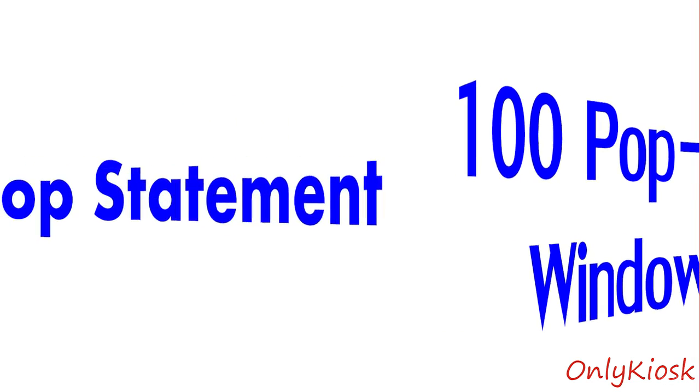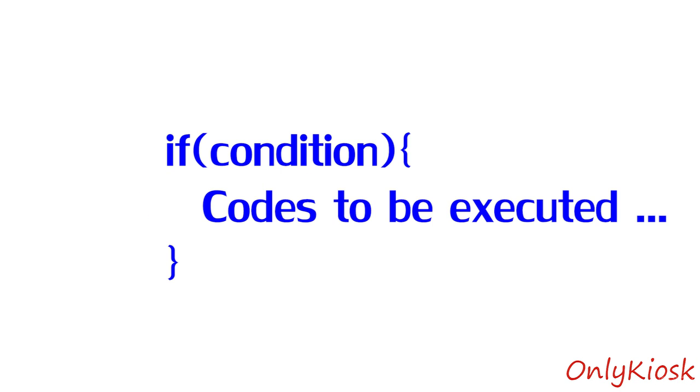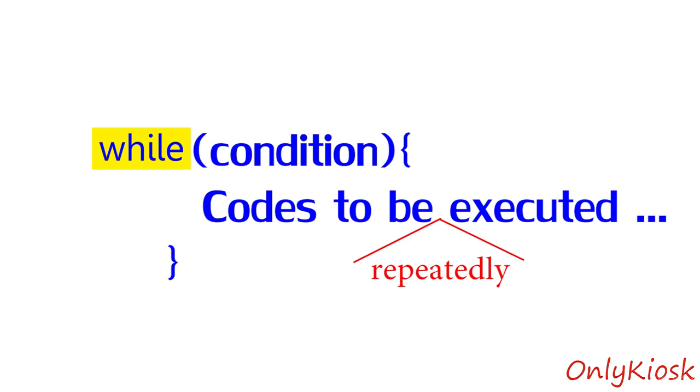Copying and pasting the alert function for 100 times is a solution, but it's not a very good one. The best solution is loop statement. There are two kinds of loop statements, while and for. Let's start with while. The structure of the while statement is the same as the if statement. Keyword while first, then a set of parentheses and curly brackets. Inside the parentheses, you put the condition, and inside the curly brackets, you put the codes to be repeatedly executed.